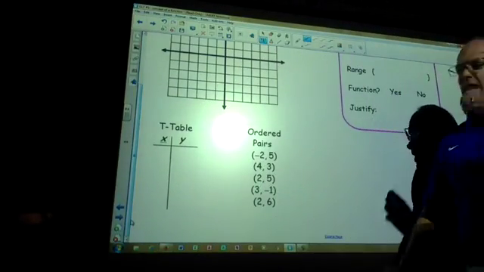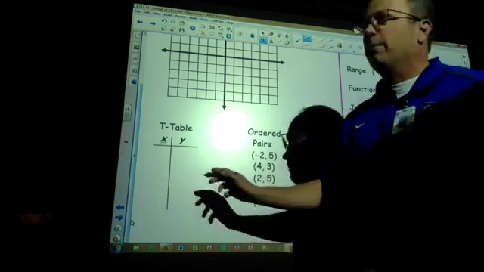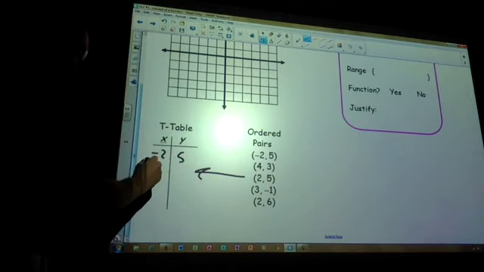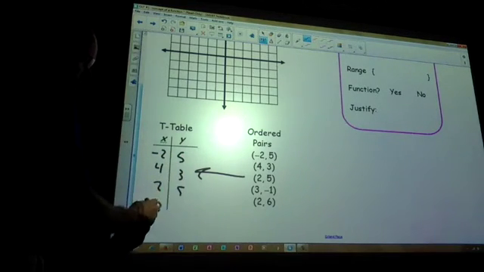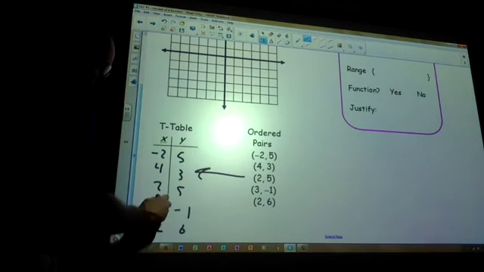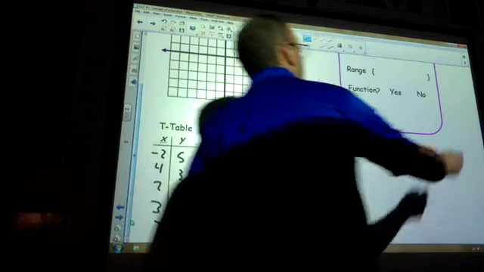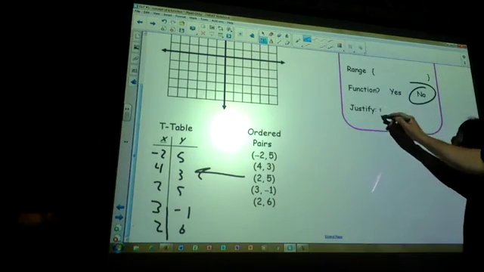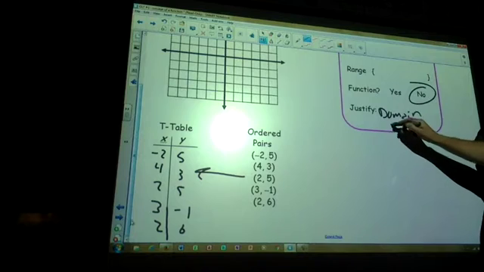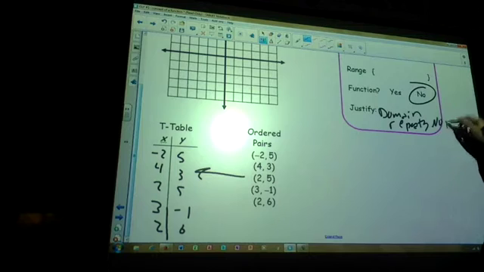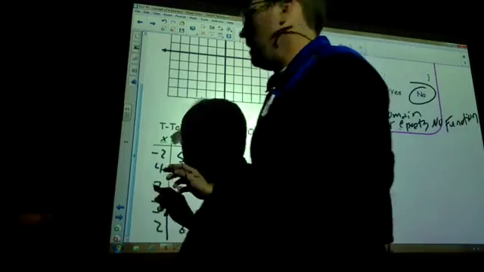All right. Ready? Here we go. I'm going to go from the ordered pairs to the t-table. Still with me? Ordered pairs to the t-table. Negative 2, 5, 4, 3, 2, 5, 3, negative 1, 2, 6. Domain repeats. Does the domain repeat? Yes. It does. Function? No. Why? Domain repeats. Can we write that for the difference? Yes. No function. Domain repeats no function.